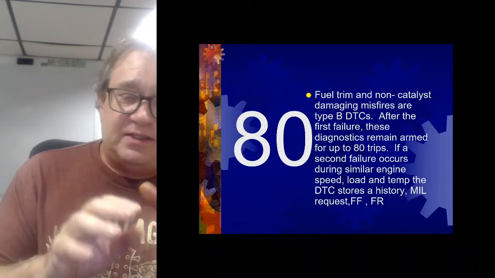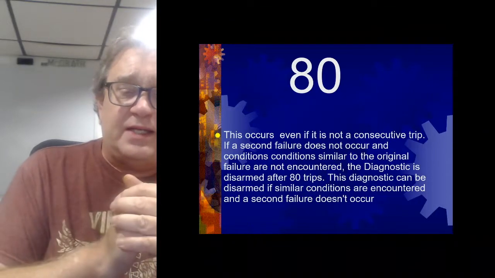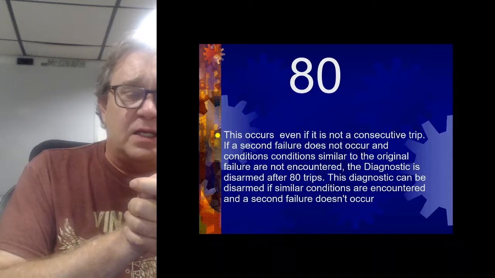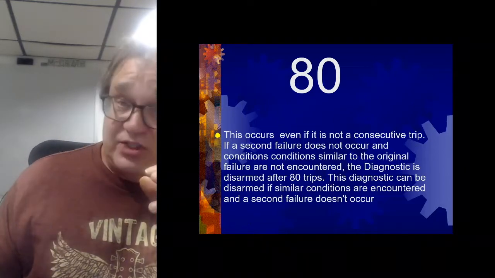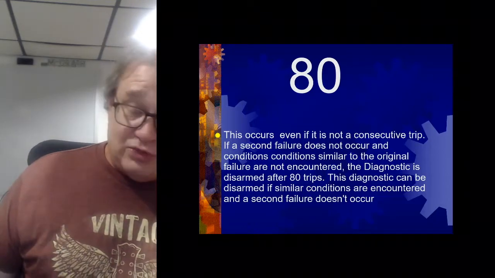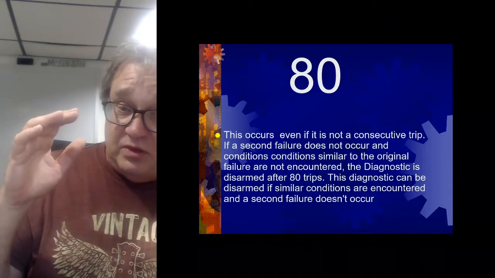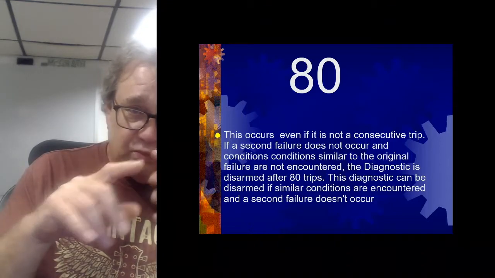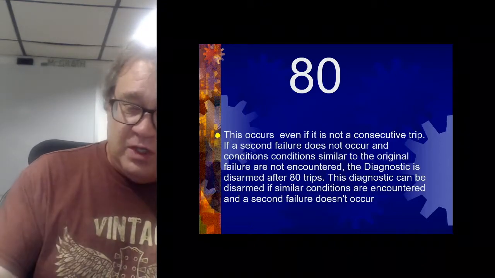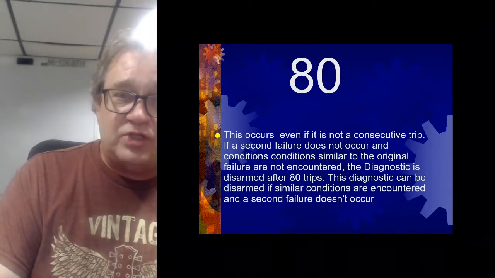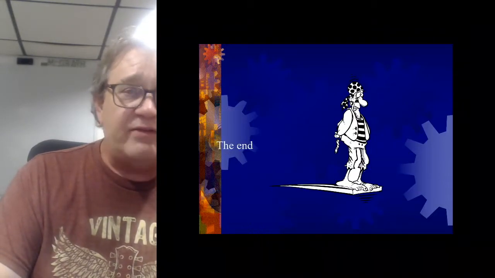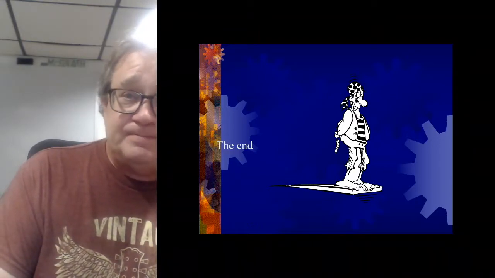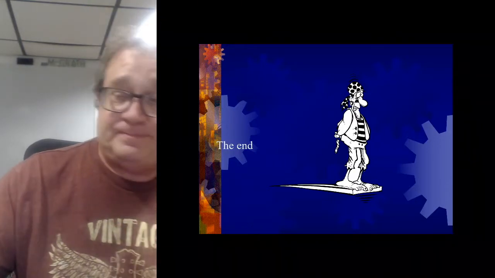But it needs to see the same speed and load. Get it? So if it's not a consecutive trip, it's not the next trip, but it's somewhere within 80 trips, then as long as it sees the same speed, load, RPM, coolant temperature, that kind of stuff, it'll keep that type B diagnostic alive. Get it? That's about it. We'll talk again. Thanks.